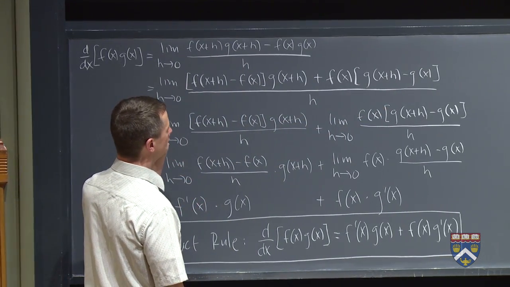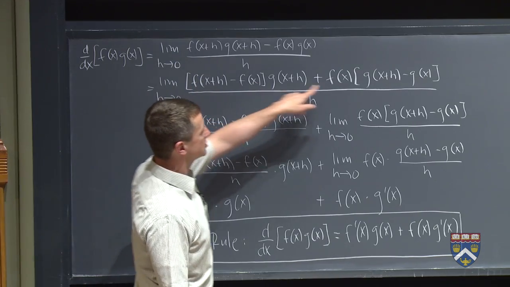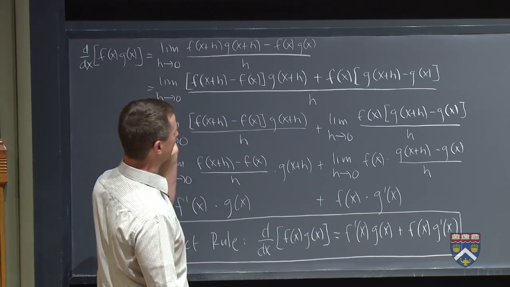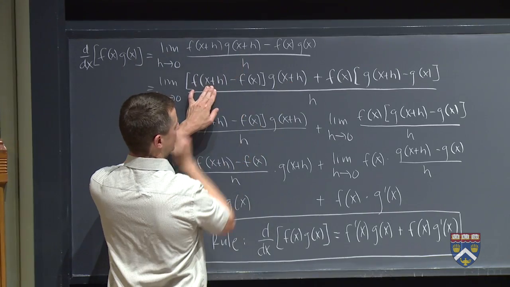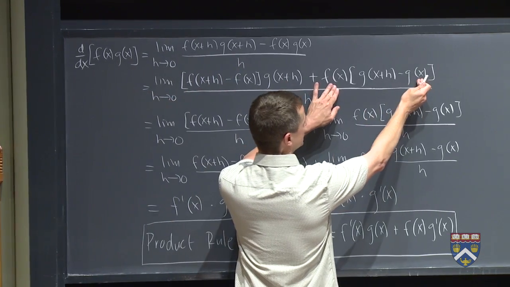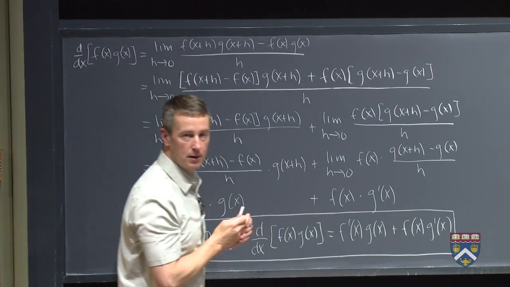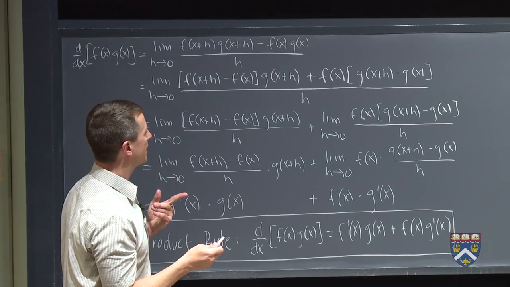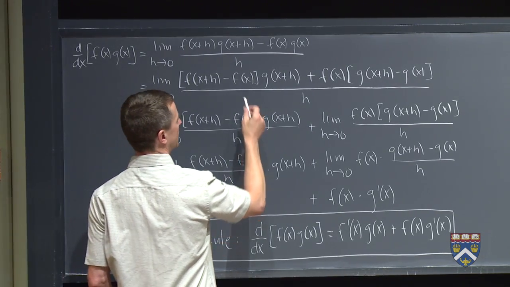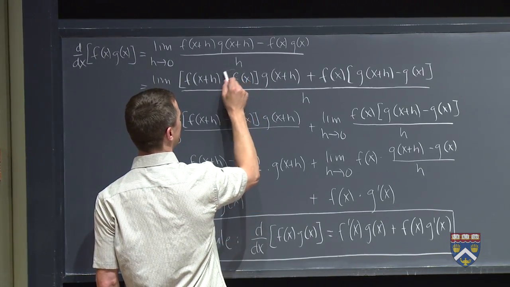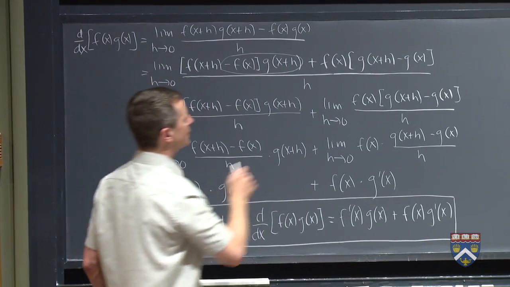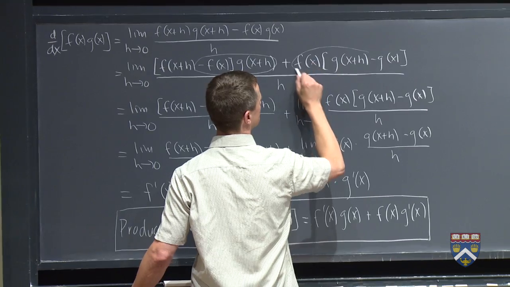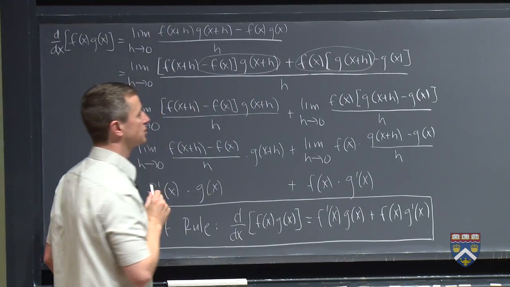However, two of these four terms are the two that came from up above, right? f of x plus h times g of x is that term. And then f of x times negative g of x is that term. So what are the two new terms that we introduced? The two new terms that we introduced are negative f of x g of x plus h and positive f of x g of x plus h.